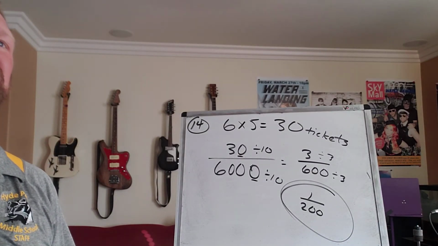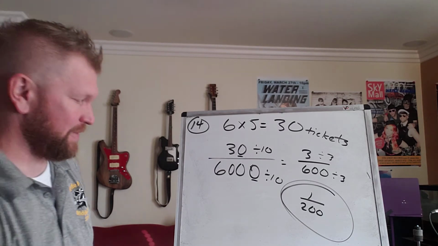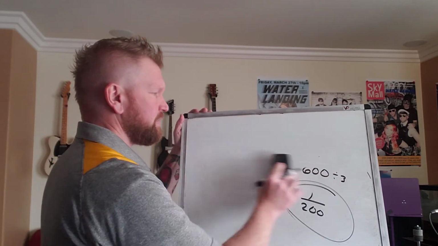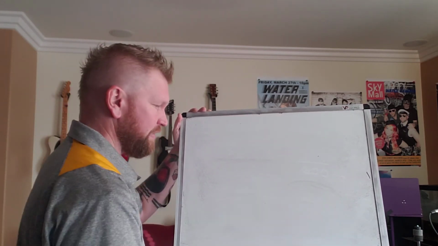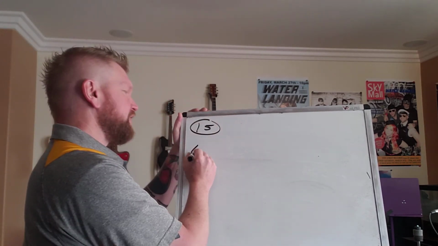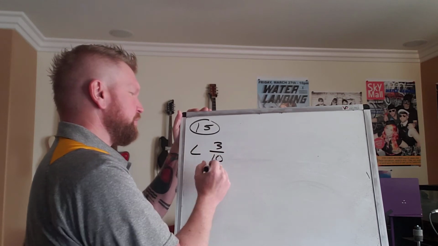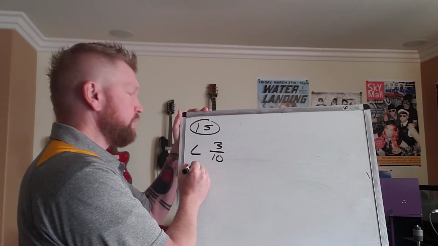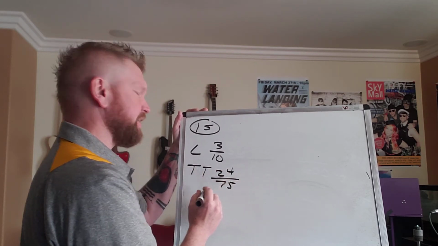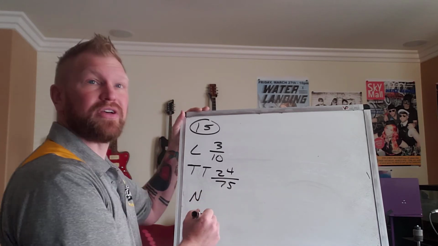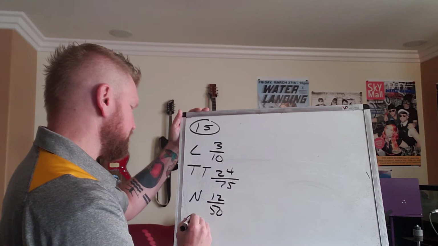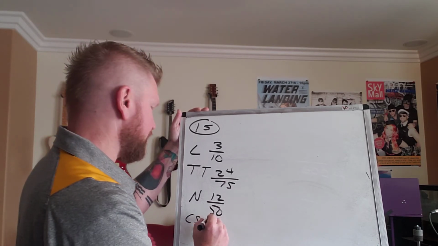Okay, going on to question 15. All right, in a survey of 150 patrons at the local restaurant, they each picked their favorite menu item. Okay, question 15. So for lasagna, it was 3 out of 10 people that picked that. And for tri-tip, it was 24 out of 75 that picked that. For nachos, it was 12 out of 50. And for Caesar salad, it was 21 out of 150.